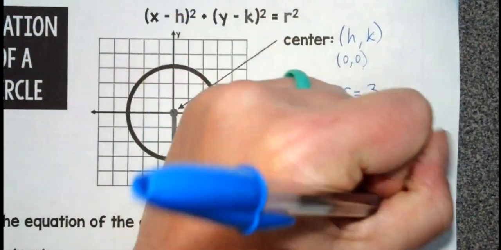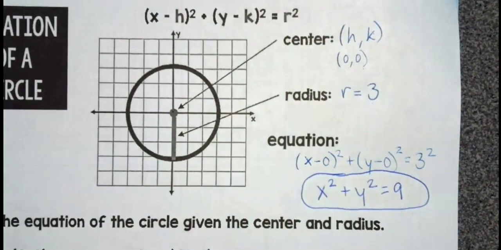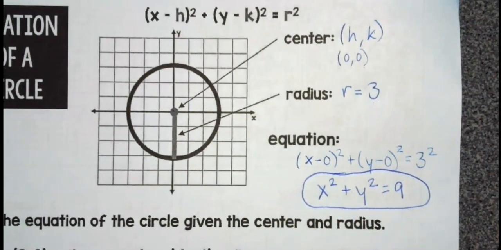All right. And so you end up with this as the formula. So anytime the center of the circle is at 0, 0, you're just going to have x squared plus y squared on the left-hand side of that equation. The right-hand side of the equation is always going to be that radius squared.